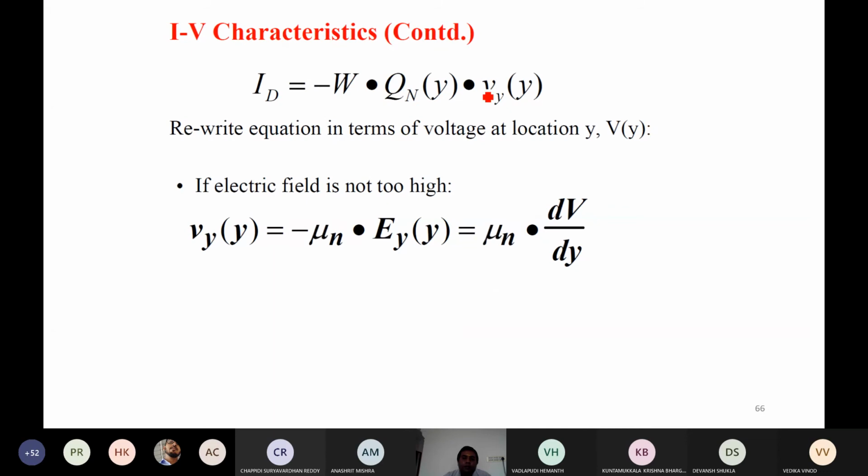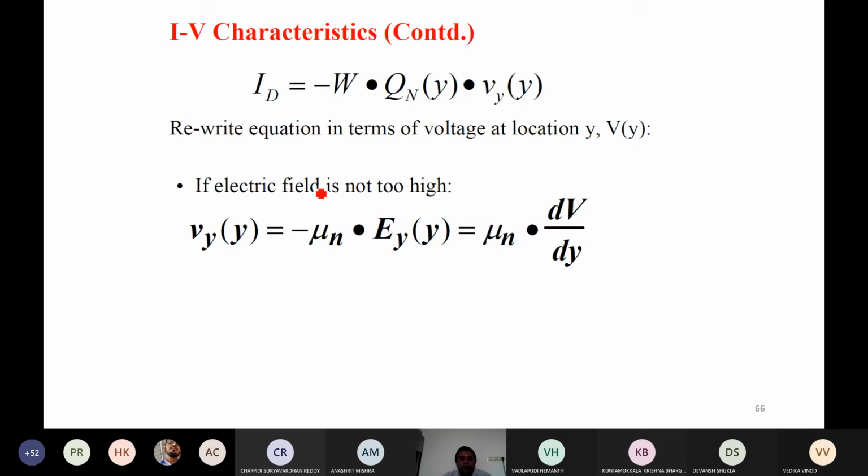And here this Vy is also related to the electric field. So Vy is basically related to minus mu n Ey. We know the relation of mobility, mu equal to Vy by Ey. So whatever drift velocity we are considering, this Vy, can be taken as mu n Ey. Because it is an electron, the negative sign is also there.